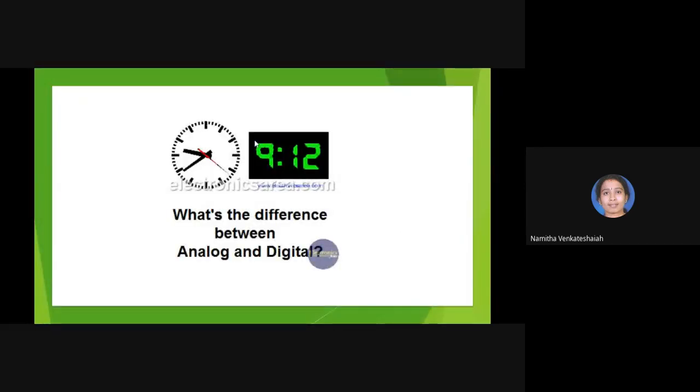So students, I hope you followed all the things till now. On the screen, you can observe 2 types of clocks, isn't it? This clock we call an analog clock, and this clock we call a digital clock. So what is the difference between this analog clock and digital clock? Can someone put it in the chat window? What is the difference between analog clock and this digital clock? Any one difference?